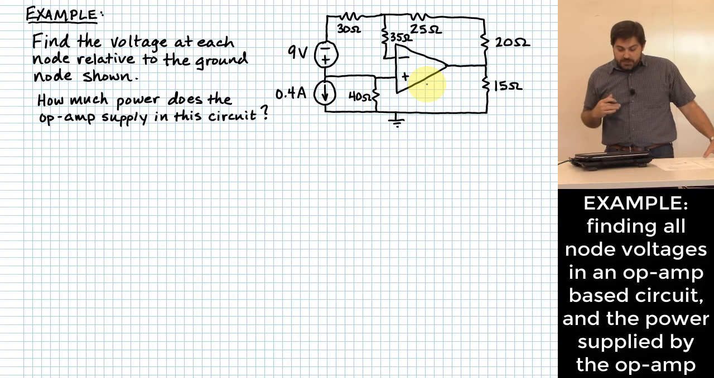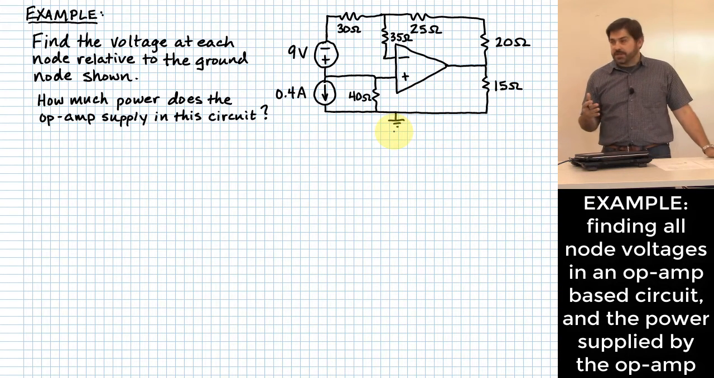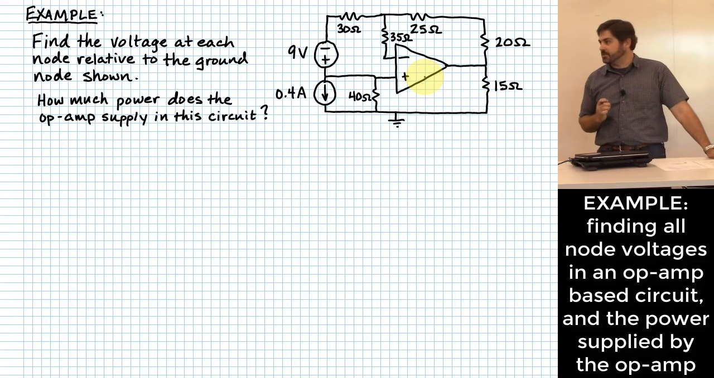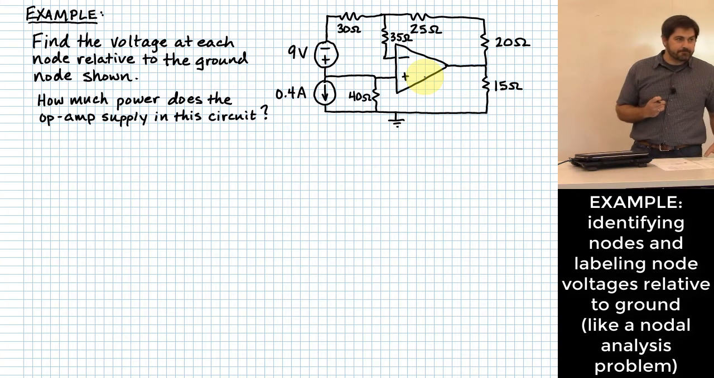What we're supposed to do is find how much voltage we have at each of our nodes relative to the ground node. You'll see the ground node down there at the bottom. We're supposed to find the voltages at every node in this circuit relative to that ground node. And secondarily, let's figure out how much power this op amp is having to supply in this circuit. Does that sound like a good set of things to try to do? All right, so where do you want to start with this?